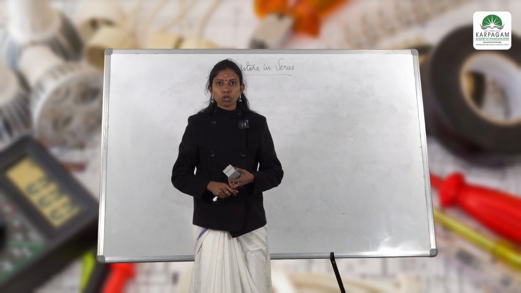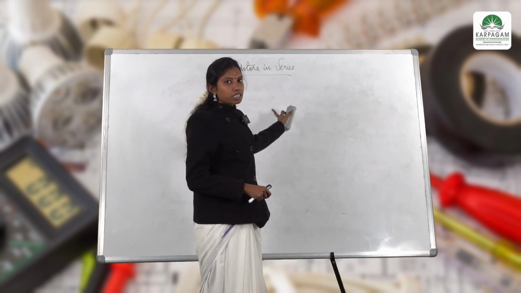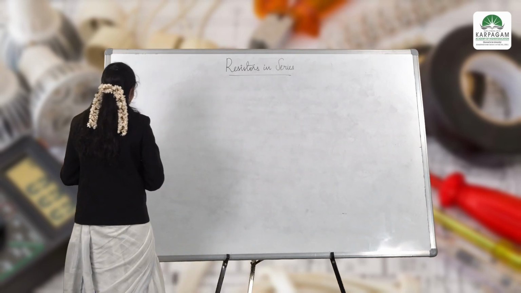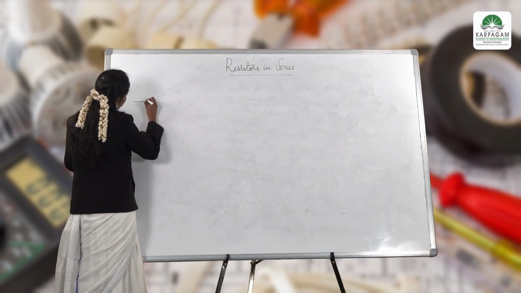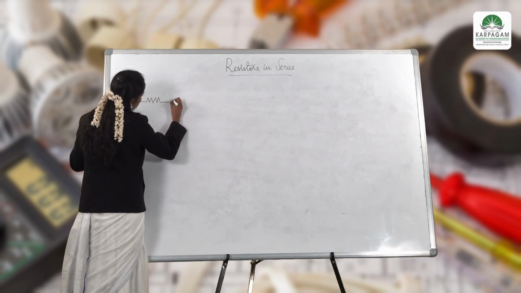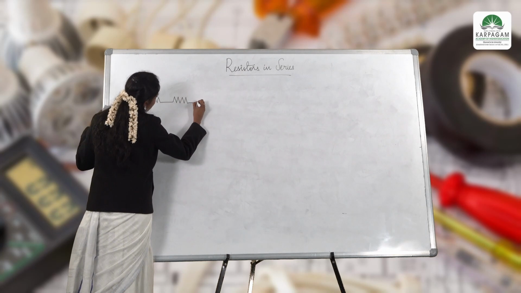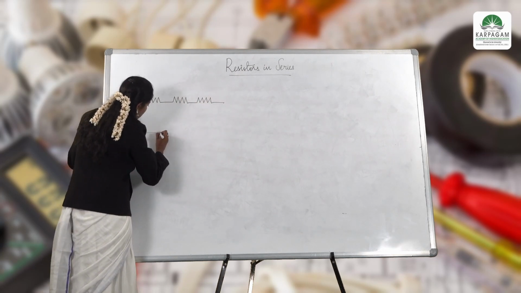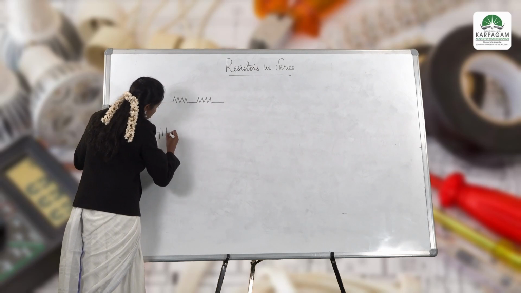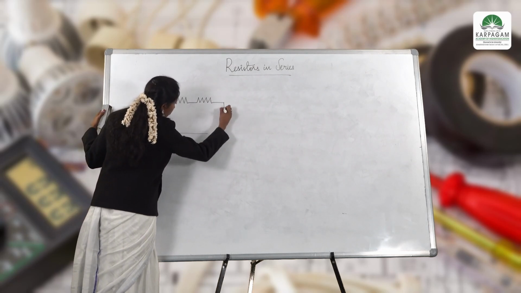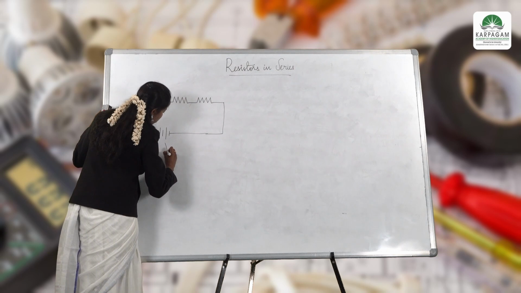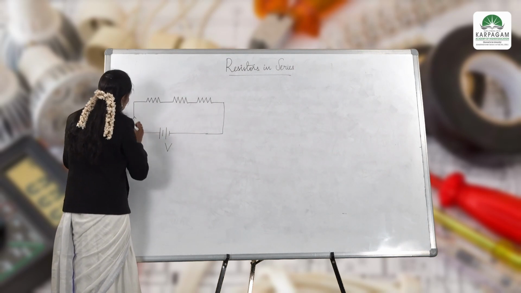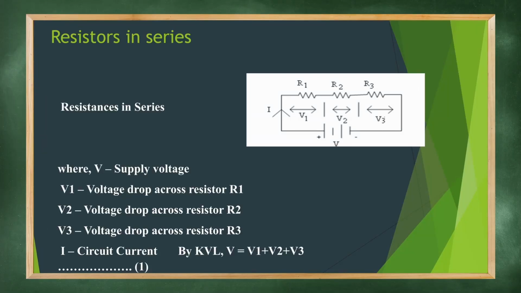And in today's module we are going to discuss resistors in series. So we all know this is the symbol of a resistor. And this is the supply. And always a current will pass through the circuit, and these are the resistive elements R1, R2 and R3.